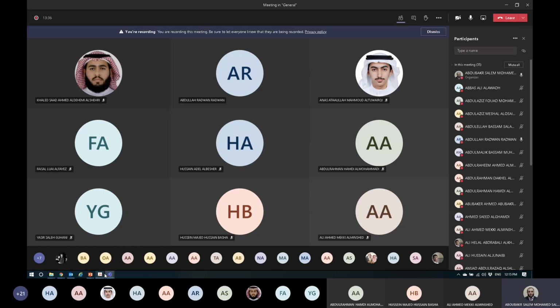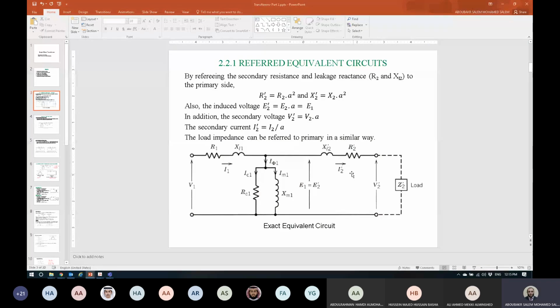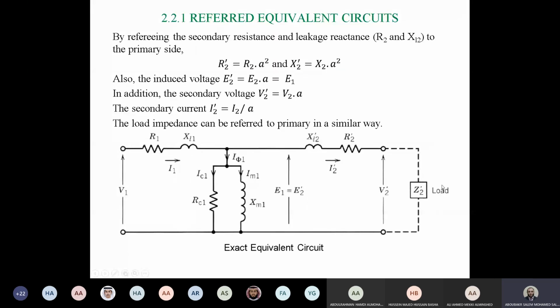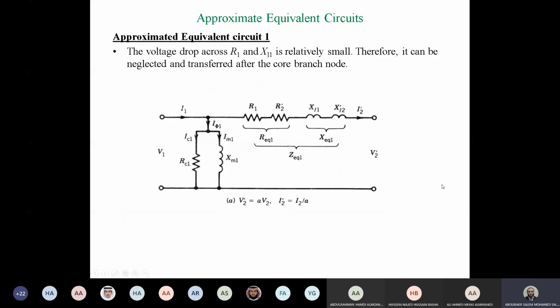For our transformer, here, as you can see, the transformer is not a single impedance. As you can see, we have the primary winding equivalent circuit, core equivalent circuit, and secondary winding equivalent circuit. So it's not easy to implement this directly on this circuit. However, if we use this approximate equivalent circuit now, and we make some assumptions or some tests, we can use these tests to simplify the circuit.